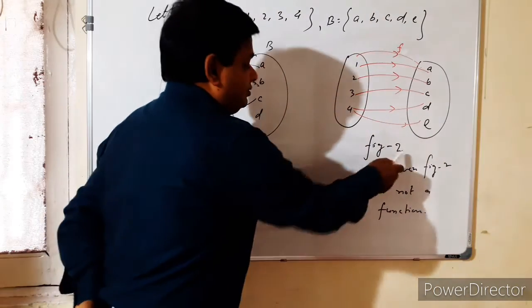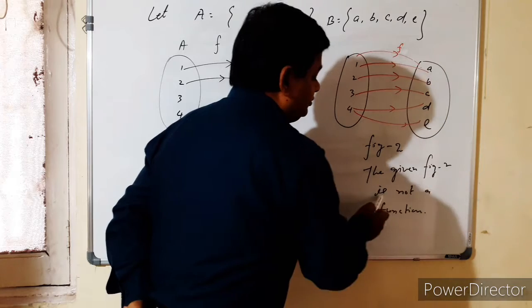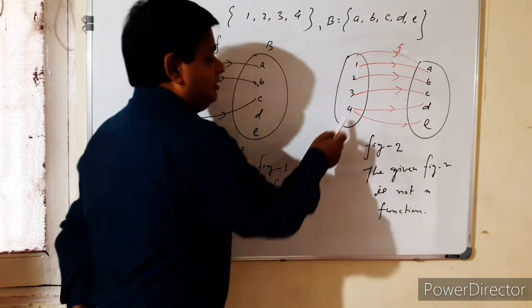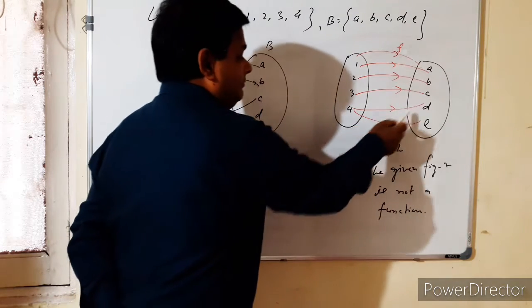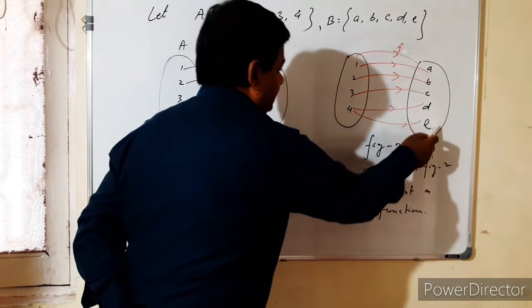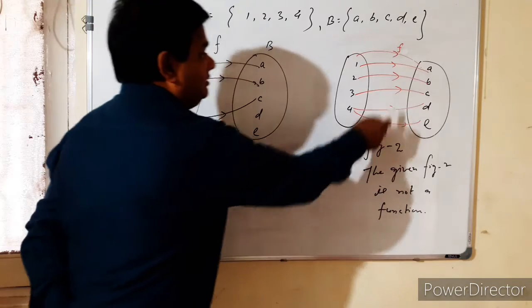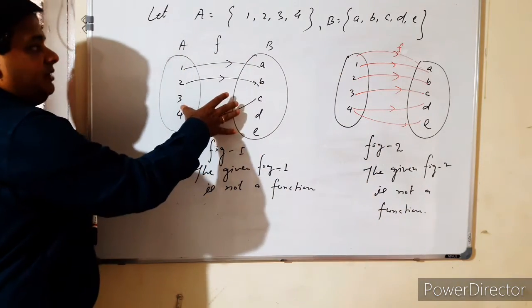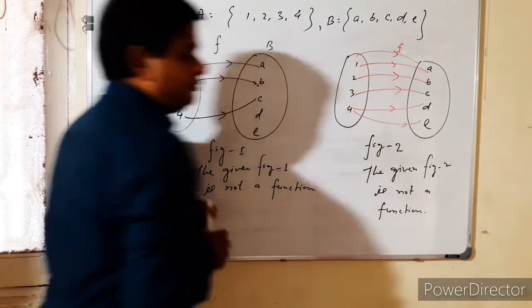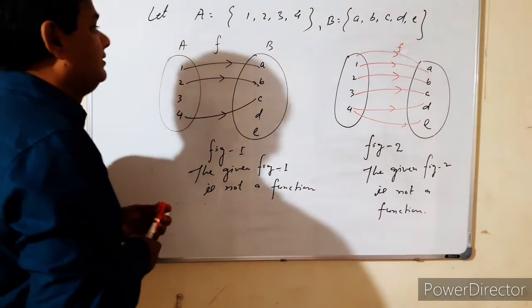Here, the given figure 2 is not a function because 4 has two different images, D and E. That's why this one is not a function. So it means the first one and the second one are both not functions.